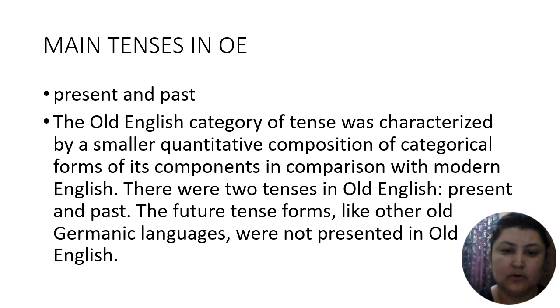Main tenses in Old English, present and past. The Old English category of tense was characterized by a smaller quantitative composition of categorical forms of its components in comparison with Modern English. There were two tenses in Old English, present and past. The future tense forms, like in other Old Germanic languages, were not present in Old English.